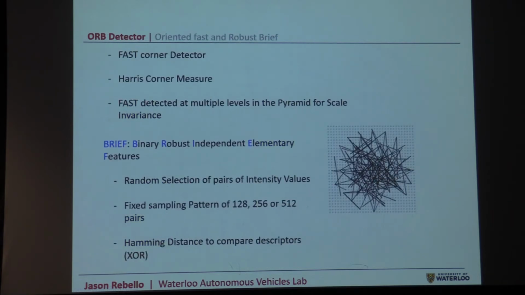Okay, so let's move on to ORB, which is the Oriented FAST and Rotated BRIEF feature detector descriptor. And this uses the FAST corner detector and, as I mentioned, the Harris corner measure. In order to get scale invariance, it detects FAST at different levels in an image pyramid. And we went over the FAST detector in the previous computer vision lecture. Do people remember the FAST detector?